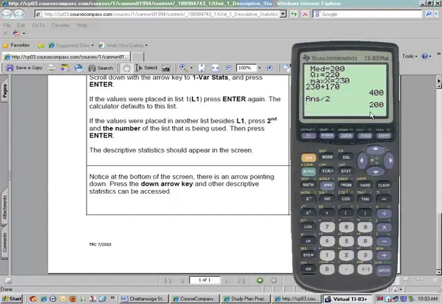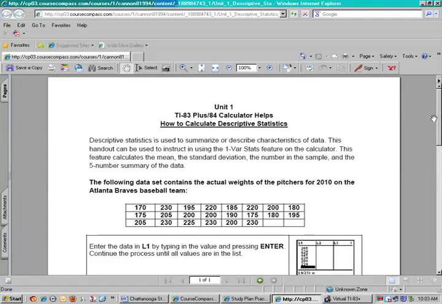Okay, so this is an example of all of your values that measure the center of the values. So that's mean, median, mode, and mid-range.